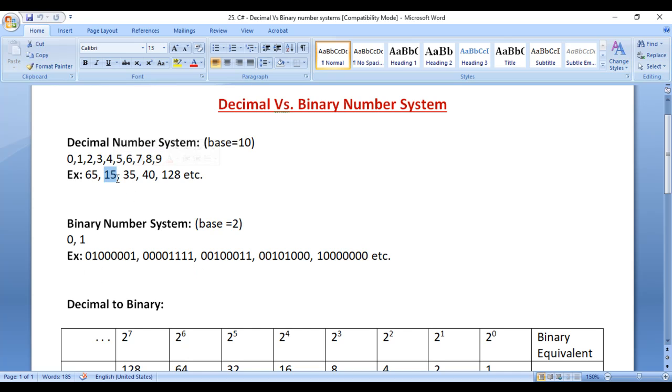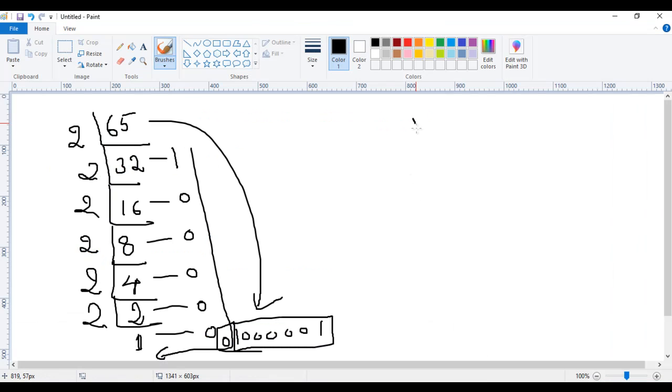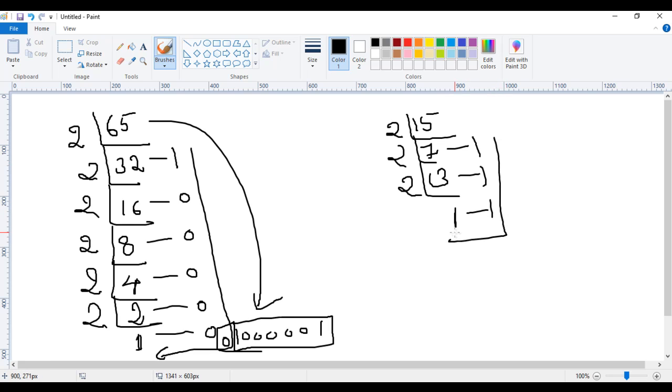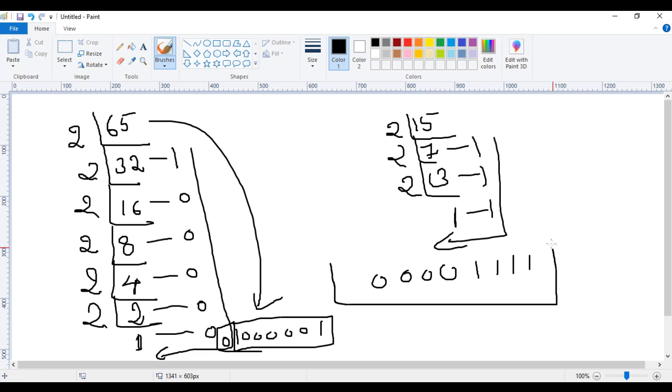Let's take another example, 15. So I told that this sequence of zeros and ones indicates 15, right? Let me prove that. If I say 15, let's divide it by 2. 2 into 7 is 14, remainder is 1. 2 into 3 is 6, remainder 1. 2 into 1 is 2, remainder 1. And then we write these digits 1, 1, 1, 1. If the computer is an 8-bit computer, then we add 4 zeros. So this sequence of zeros and ones indicates 15 in binary number system, right?